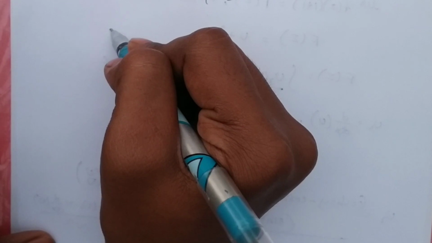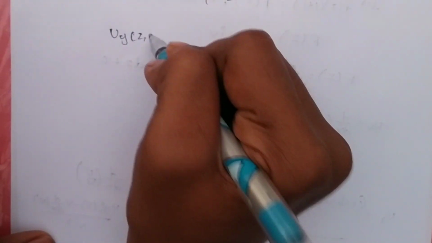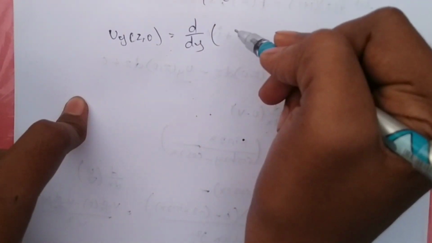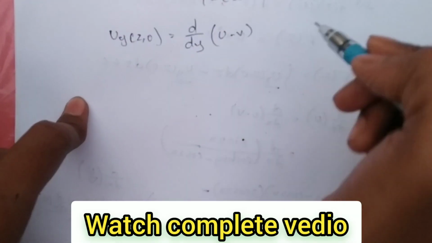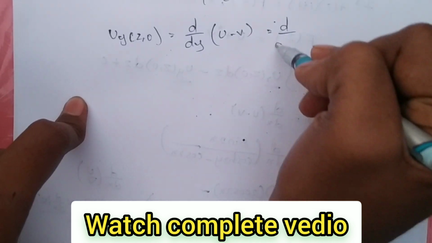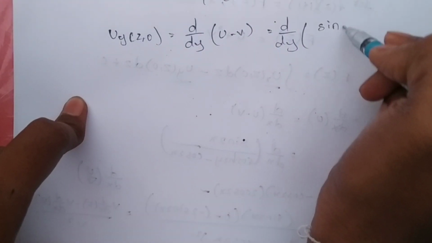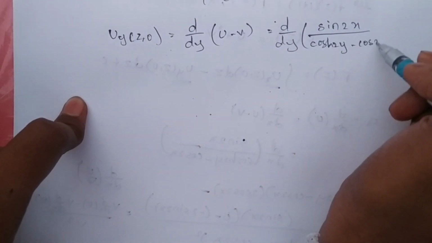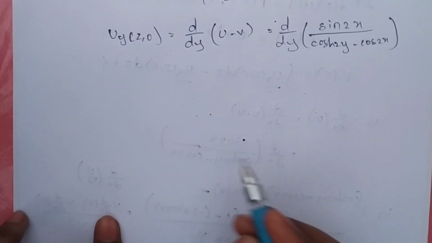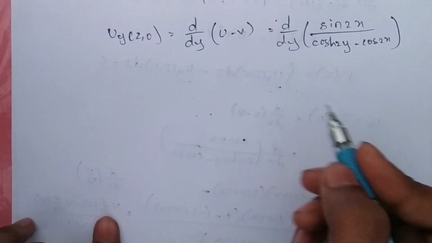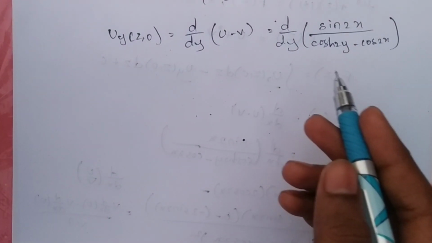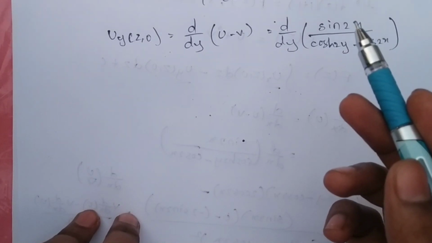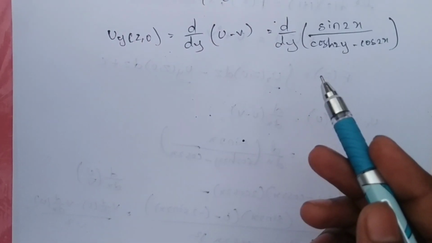Now our task is to find uy at z comma 0. Uy is nothing but d by dy of u minus v, differentiating with respect to y. So d by dy of u minus v, d by dy of sin 2x by cos h2y minus cos 2x. The differentiation is the same as in the above step, but there we differentiated with respect to x, and here we are differentiating with respect to y.